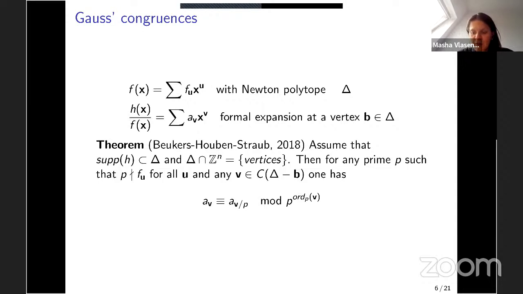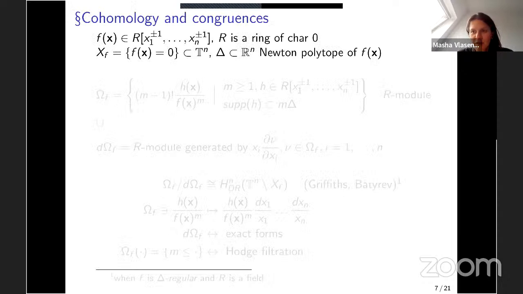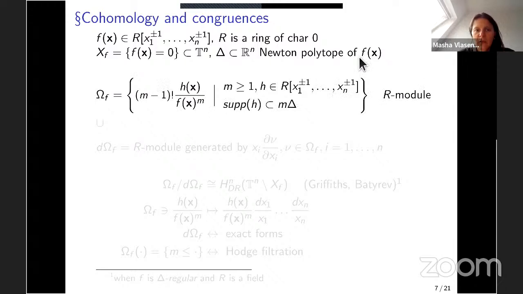So let's start the explanation. I'm going to introduce some setup in which we will work. So we're coming to cohomology. Let f be a Laurent polynomial with coefficients in a ring R of characteristic 0. X_f denotes the hypersurface of zeros of f in the n-dimensional torus. And delta denotes the Newton polytope of f. We consider a ring of rational functions having only powers of f in the denominator. The numerators are with coefficients in the ring R. And we also assume that for h divided by f to the m, the h is supported in m delta.